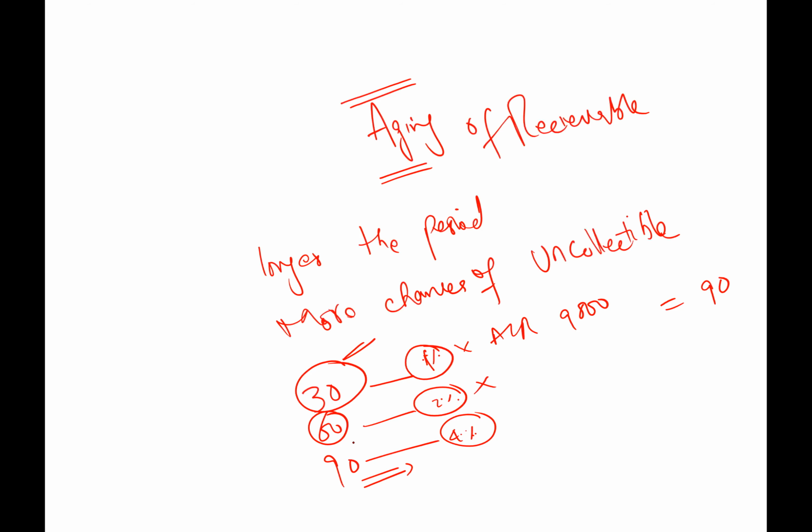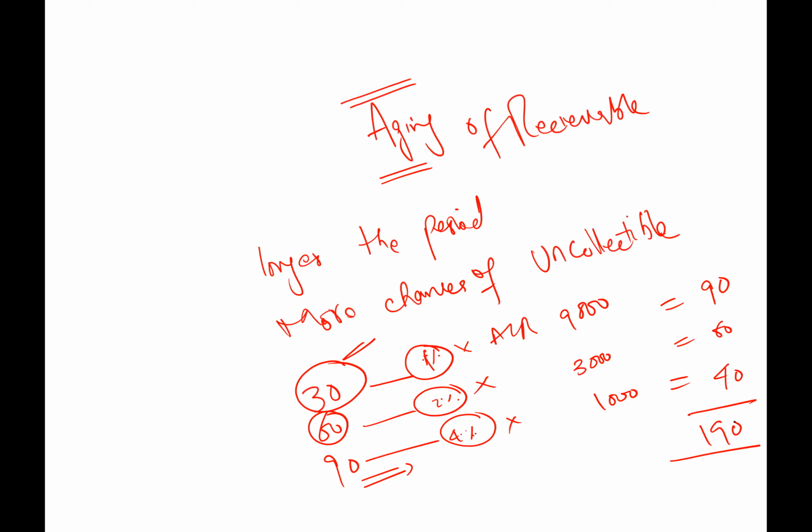So in 60 days, we are collecting 3,000. The chances in 60 days of uncollectible is 60. And in 90 days, we are collecting 1,000, and among this 1,000, 4% are going to be defaulted or uncollectible. So total uncollectible are 190.